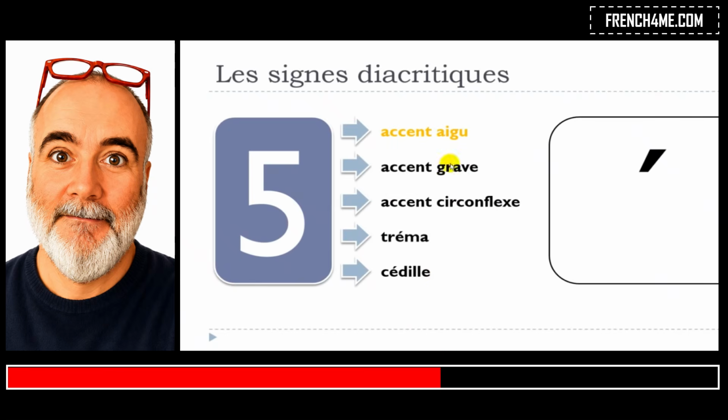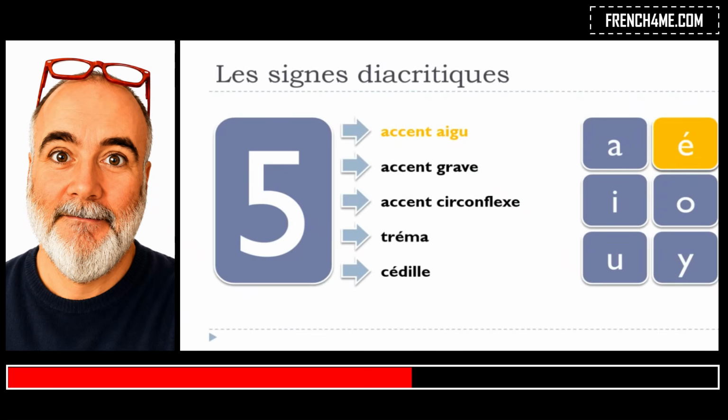So let's start with l'accent aigu, and it looks like that. Okay, so this is l'accent aigu, and you will actually put l'accent aigu on the top of E. It doesn't come on the top of A, I, O, U, Y, it's only on E. So keep in mind that l'accent aigu is only coming right here on the top of E.